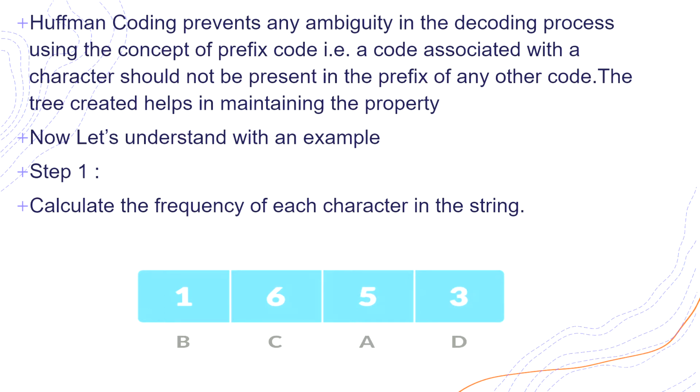Prefix code. Step 1 is to calculate the frequency of each character in the string. So in the first step we have to find the frequency of each character in the given string. Here you can see the frequency of B is 1, C is 6, A is 5 and D is 3.